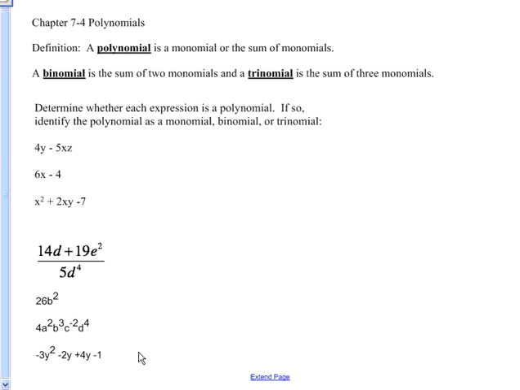you actually need to do some combining of terms here, because you've got minus 3y squared minus 2y plus 4y minus 1.